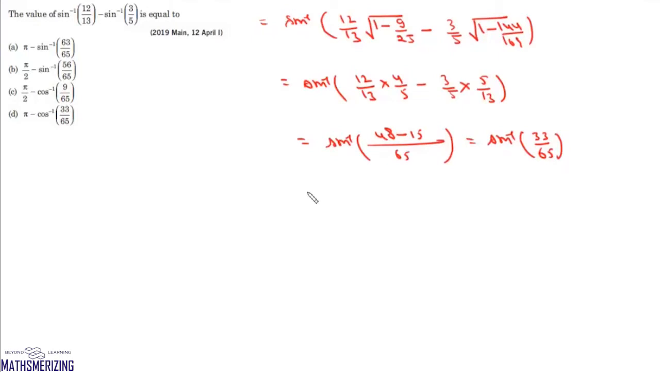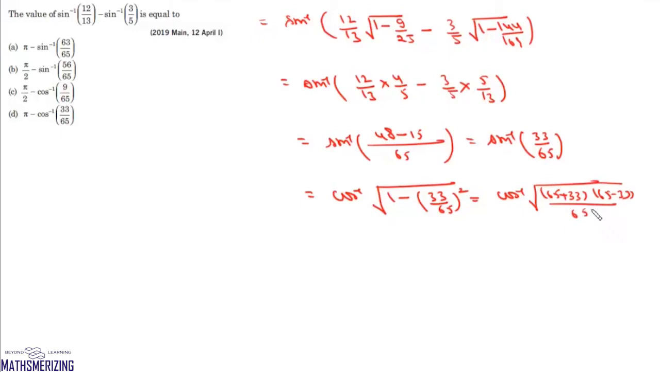So what we'll do is we'll try and change it into cos inverse. So we can write this as cos inverse of under root of 1 minus 33 upon 65 whole square. So it'll be cos inverse of under root of, now this is 65 plus 33 and 65 minus 33, upon 65 square. So it'll be cos inverse of 56 upon 65, and we can write cos inverse as pi by 2 minus sin inverse of 56 upon 65, and that's your option B.